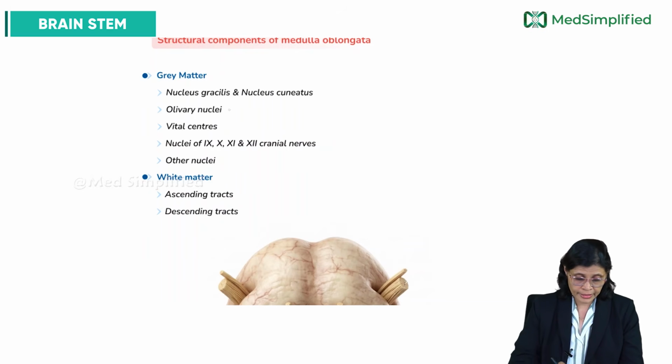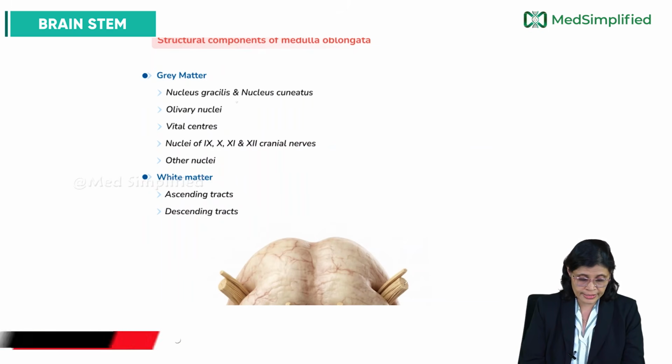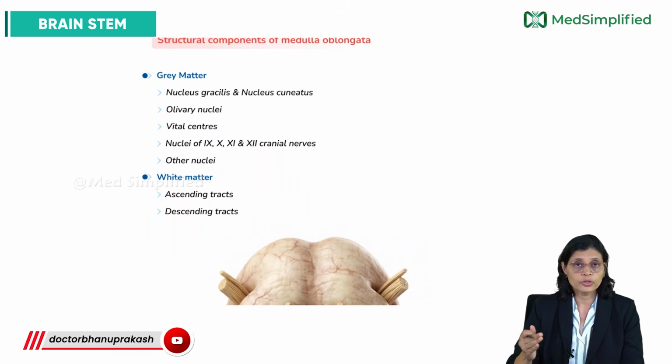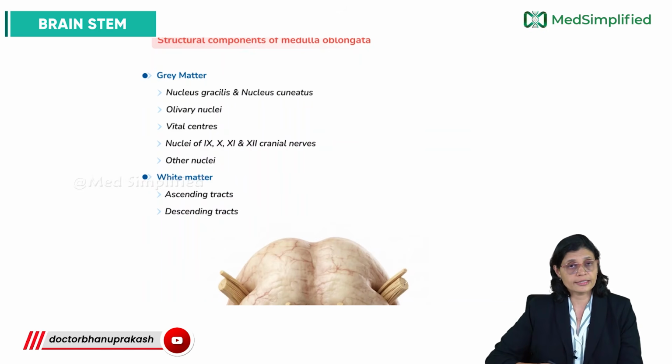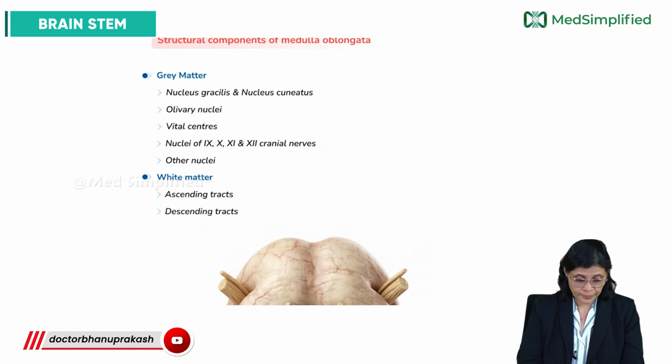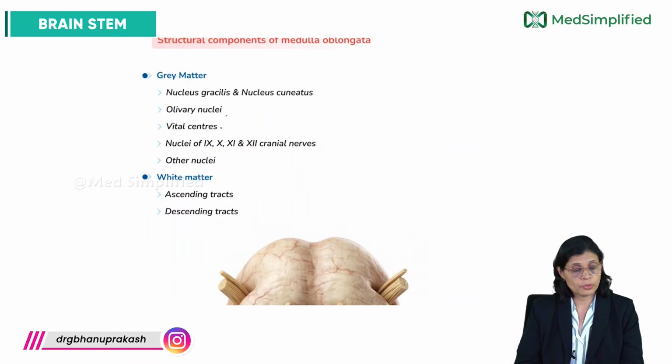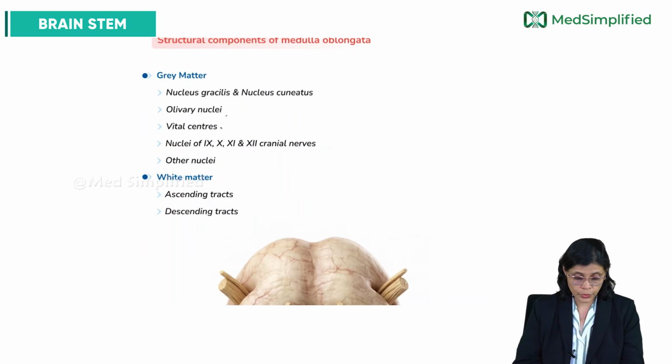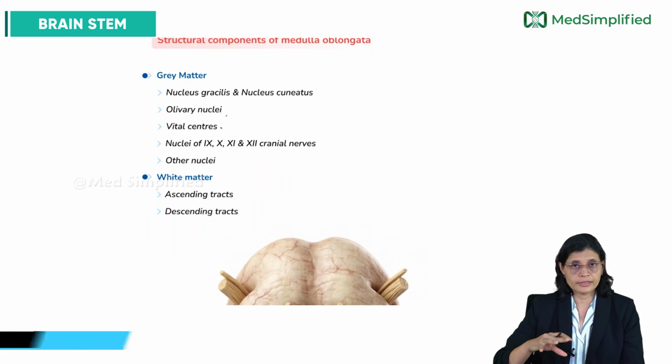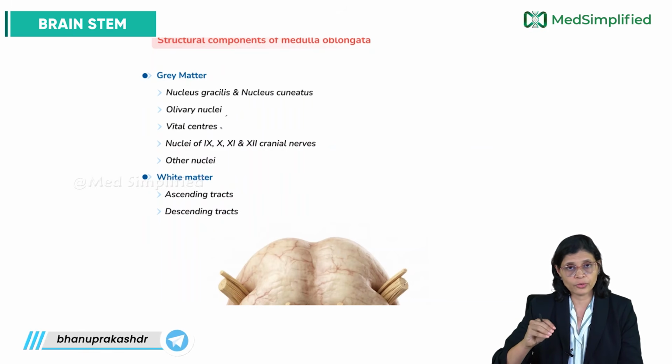Here in the grey matter we have the nucleus gracilis and nucleus cuneatus, to which the fasciculus gracilis and fasciculus cuneatus will come. Then we have the olivary nuclei, the nuclei of all the vital centers of respiration, vasomotor and cardiac center, and the nuclei of the last four cranial nerves, that is the 9th, 10th, 11th and 12th. And there are other small nuclei. It also contains a network of nerve fibers and nuclei, which we call the reticular formation.